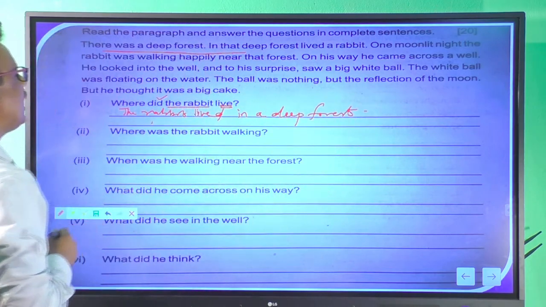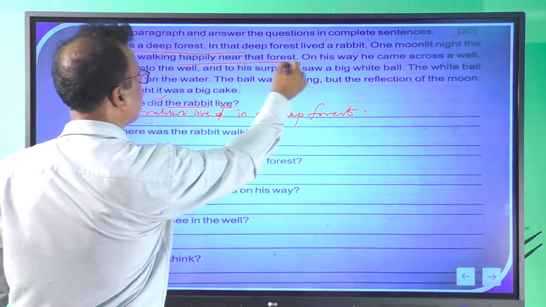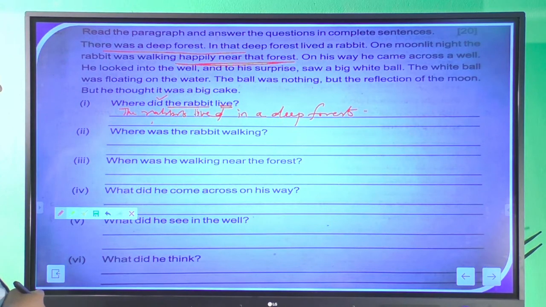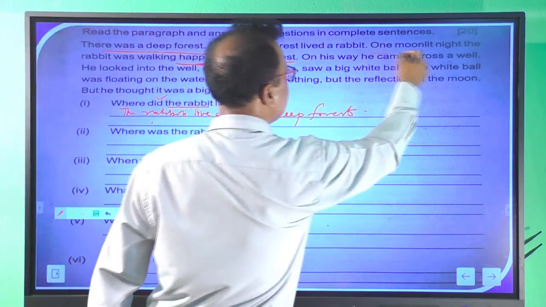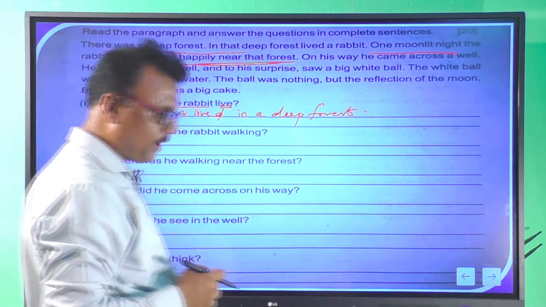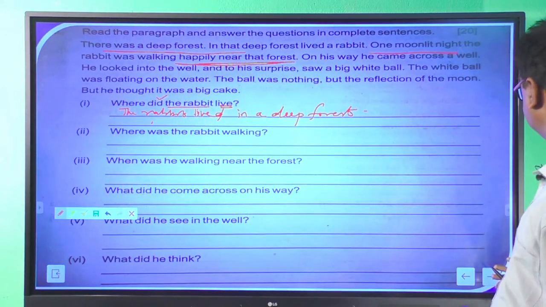Okay, where was the rabbit walking? Where was it written? Walking happily near the forest. Walking near the forest, you have to write this one. When was he walking near the forest? On the moonlit night, isn't it? So in this way you have to read them, find out where the answer is, and fill them in accordingly.